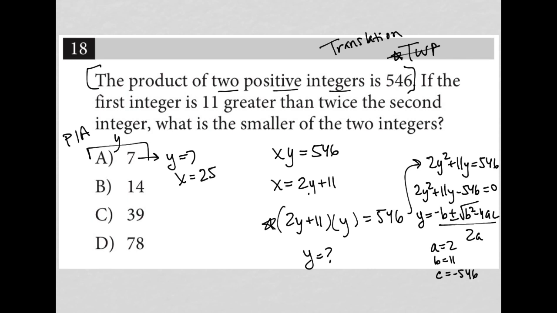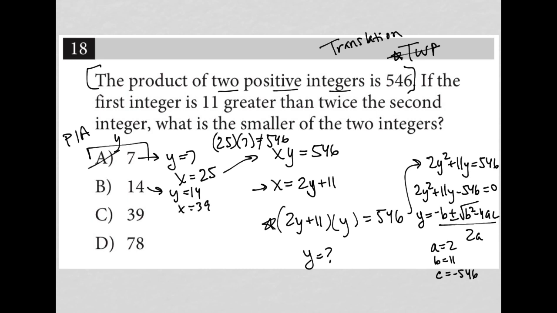And then the question would become, is this true? Is it true that 25 times 7 is equal to 546? No, it's not true, so A is gone. That's how we can play this game, right? So for choice B, y would equal 14. If y is 14, then again, x would be 2 times 14, which is 28, plus 11, which is 39. So x would equal 39.